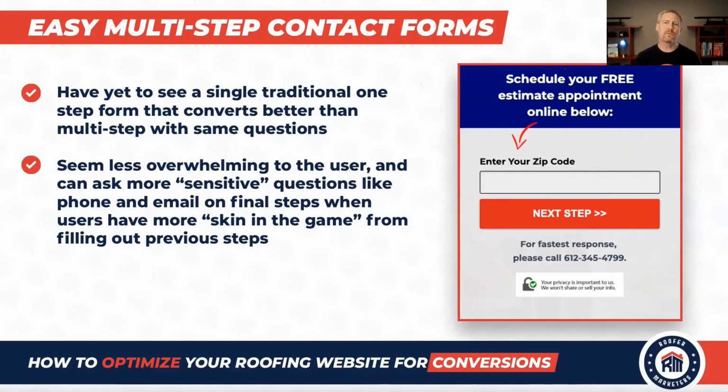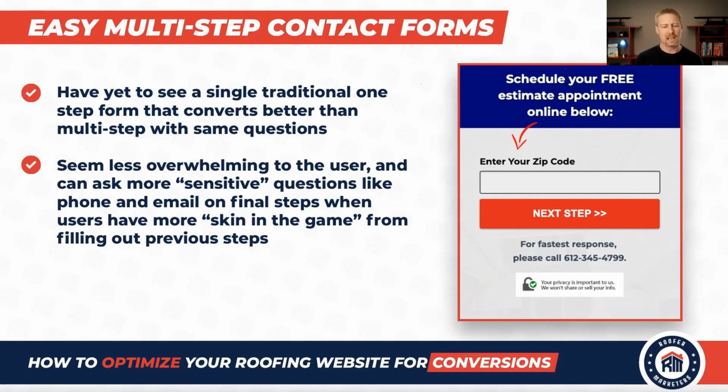The next thing that we focus on is multi-step contact forms. Zillow really popularized this, they call them long forms. And so asking people questions one step at a time qualifies out the person, but it doesn't make it a daunting process.